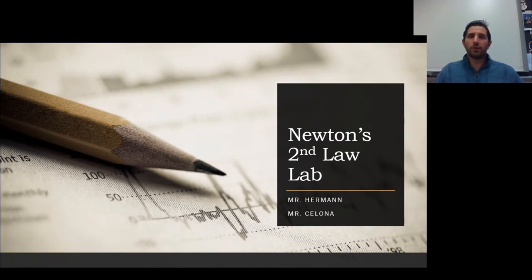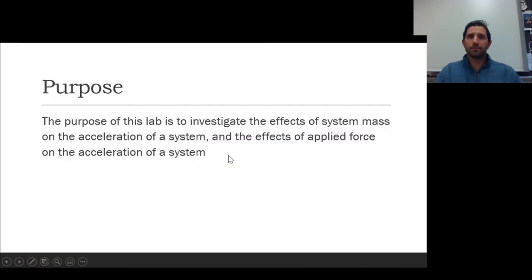So let's talk about what that lab is all about. The purpose of this lab is to investigate the effects of system mass on the acceleration of a system and the effects of applied force on the acceleration of a system also. So essentially, we want to see how changing the mass of an object or a system affects how much it accelerates, and how it is affected by force. If we apply more force or less force, how does that affect the acceleration as well?